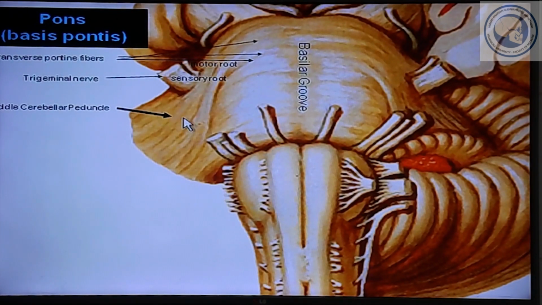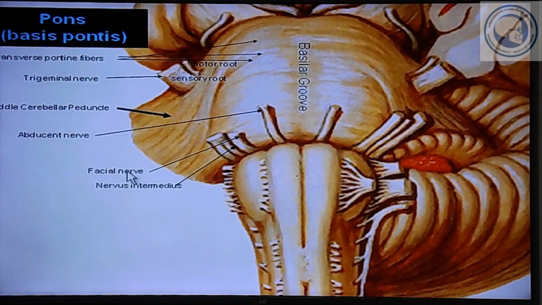Also, we will see the abducent nerve, or the sixth cranial nerve, which arises between the lower border of pons and the pyramid. What about the facial nerve? The facial nerve arises here, and we will know this side. The facial nerve arises also, like the trigeminal, by two roots.